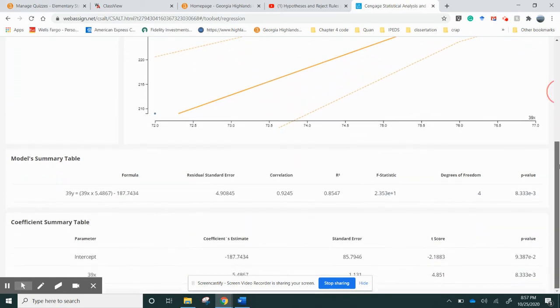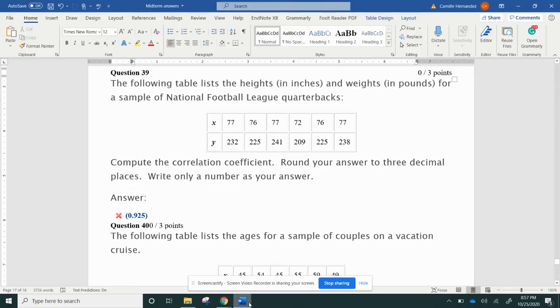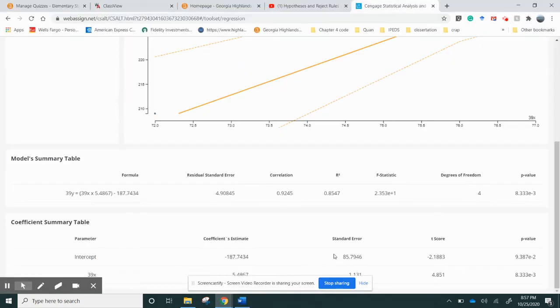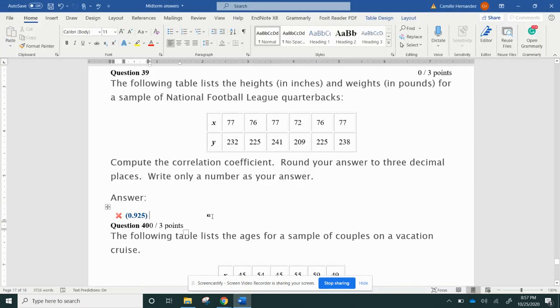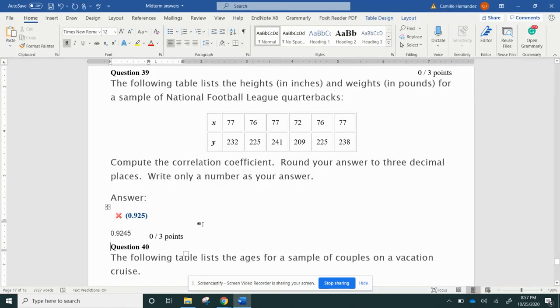So remember, it asked me for the correlation coefficient. Well, the cool thing right here is my correlation coefficient. It's 0.9245. So there it is. And it wanted it as 3 decimal places.